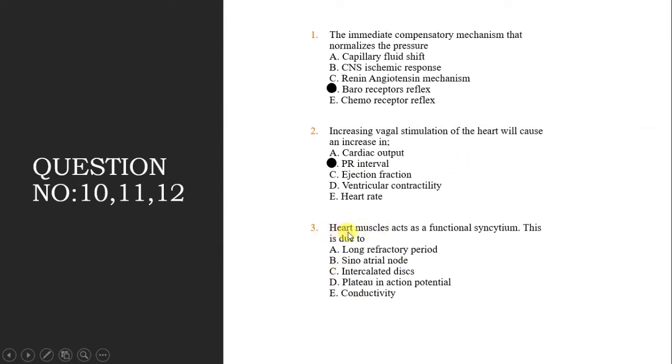So question number 12 says the heart muscle acts as a functional syncytium. This is due to: long refractory periods, SA node, intercalated discs, plateau in the action potential, or conductivity. The functional syncytium is basically the individual muscle fibers acting as a single unit. This is the definition of the functional syncytium, here in the heart muscle. It is due to the presence of the intercalated disc. The intercalated disc has many gap junctions. Gap junctions allow the exchange of ions between individual muscle cells, causing them to contract in a synchronized manner.